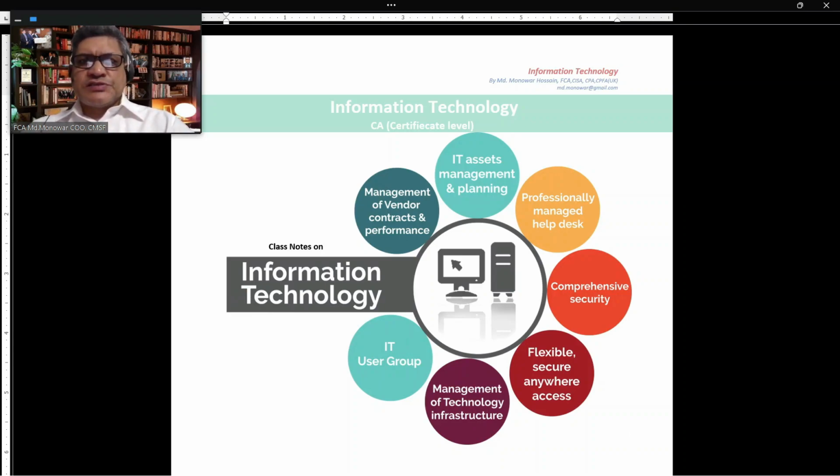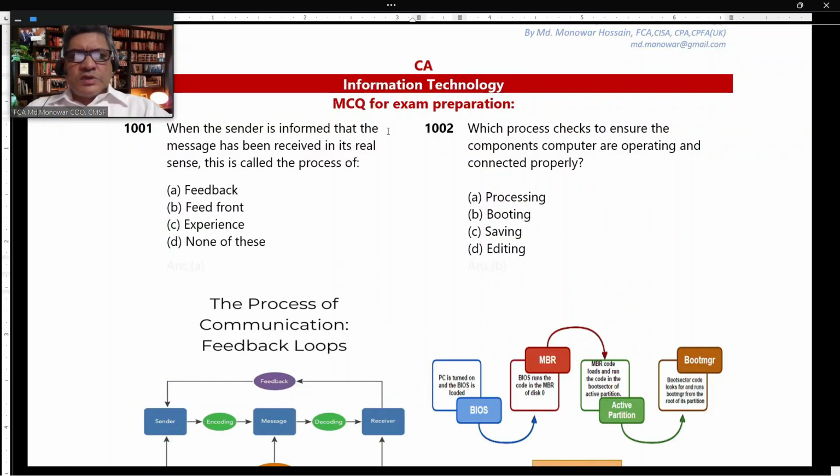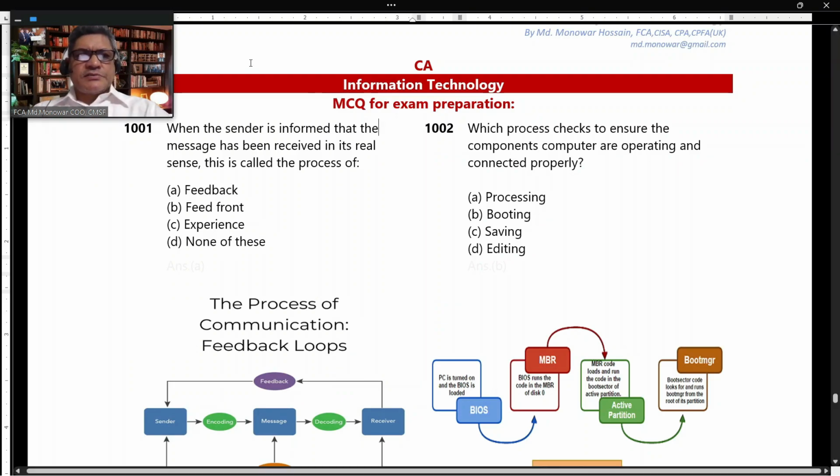Today we are going to discuss Information Technology CA certificate level 50 numbers of MCQ. It will help you for preparation for your next CA exam. So let us start. Lastly, we have completed from number 1 to 1000 MCQ. Today we'll start from 1001 number of MCQ.